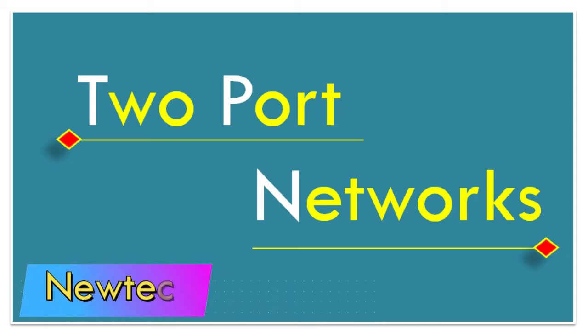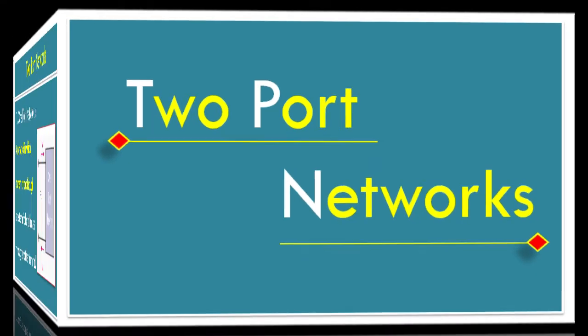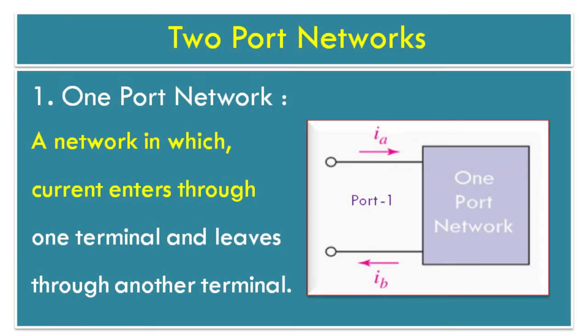In this video, we are going to study and solve an example on Z parameters of two-port networks. Let's start. Study some important terms. First term, one-port network. Statement: a network in which current enters through one terminal and leaves through another terminal. Refer to the diagram of a one-port network. Current IA entering into the network and current IB leaving from the network.